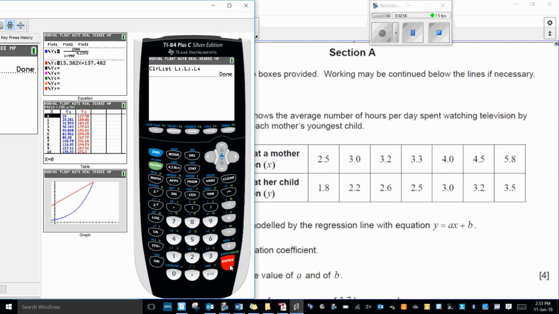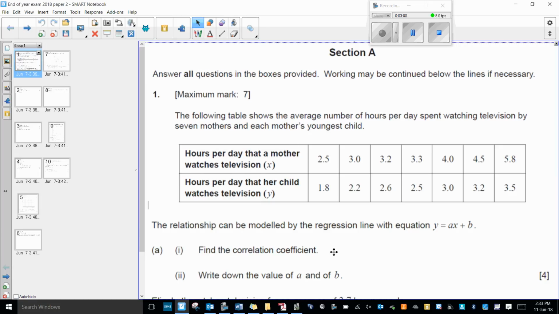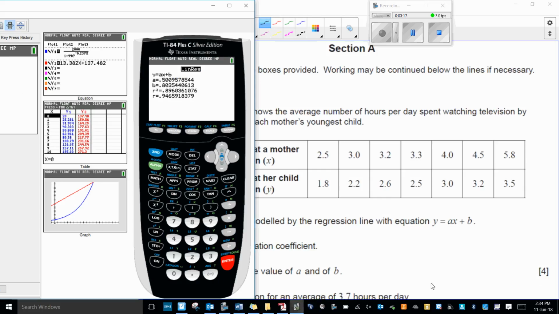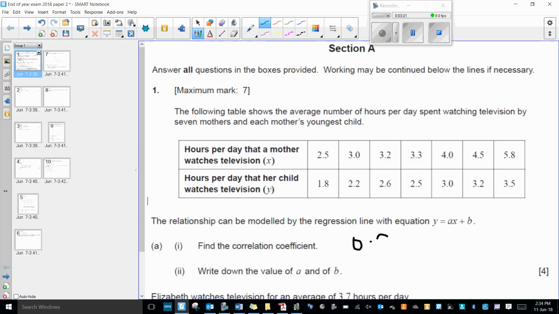And it comes up with this list of information here. So we can see R stands for the correlation coefficient. That's what they've asked us to find. So it's going to be 0.947 to 3 sig fig.